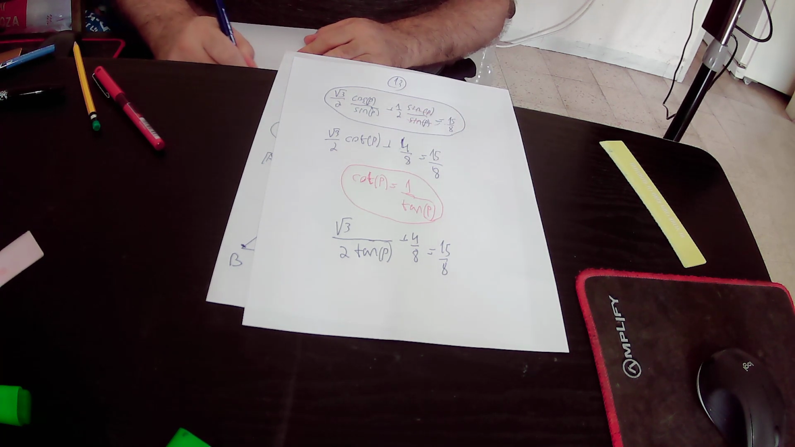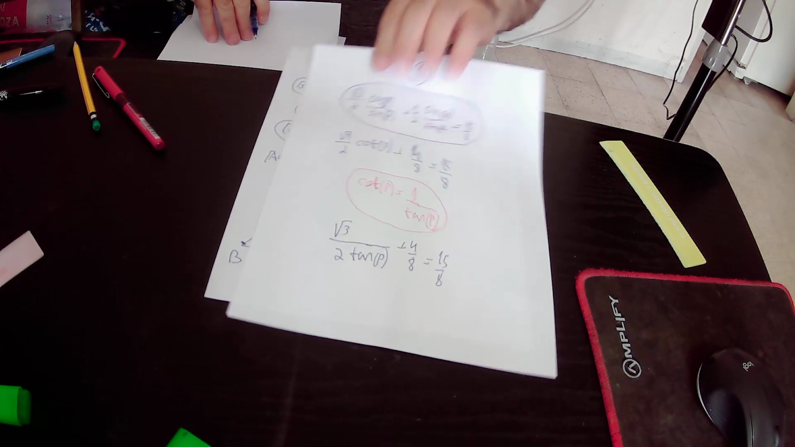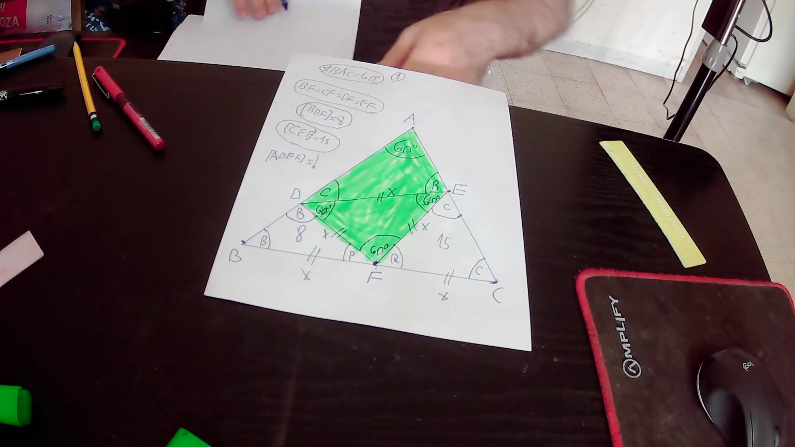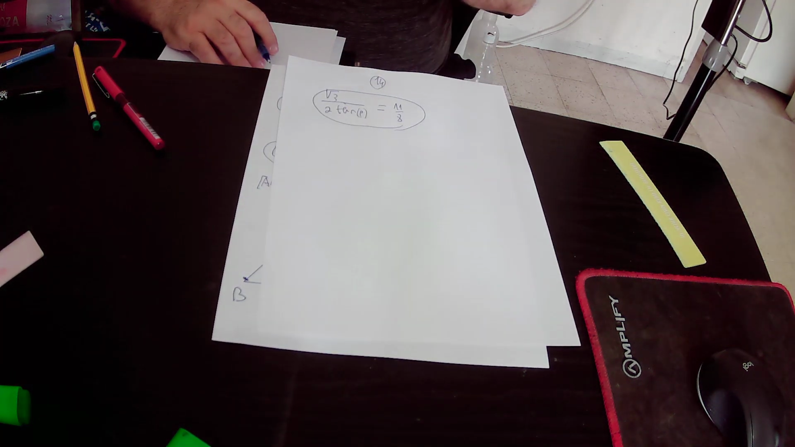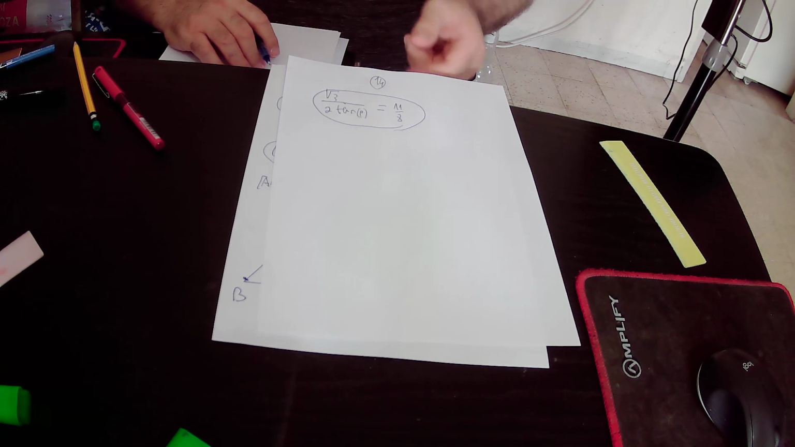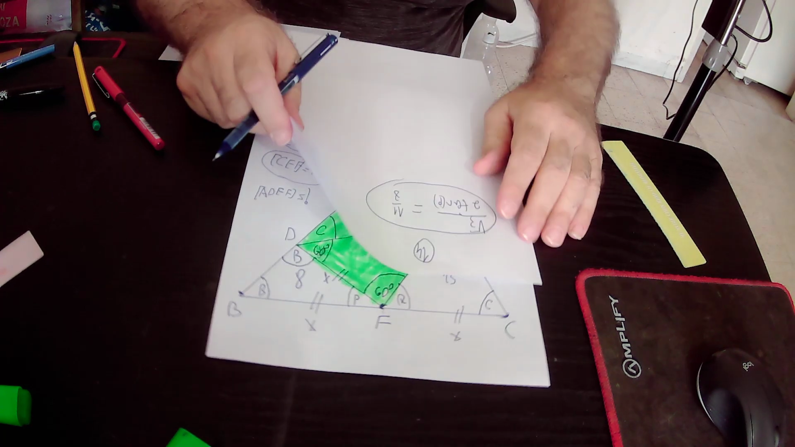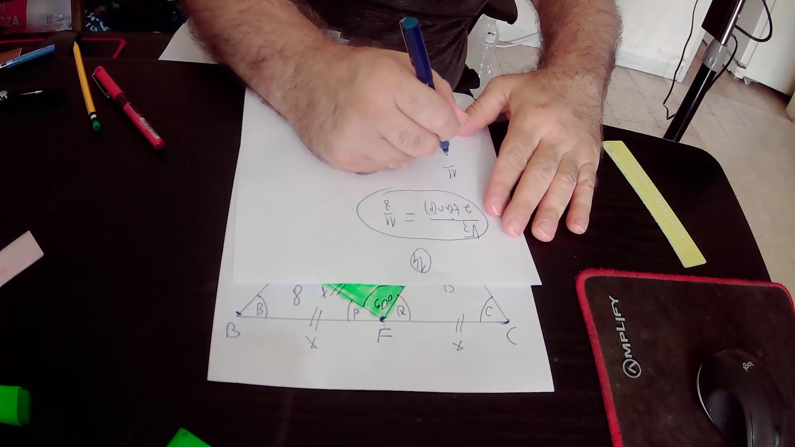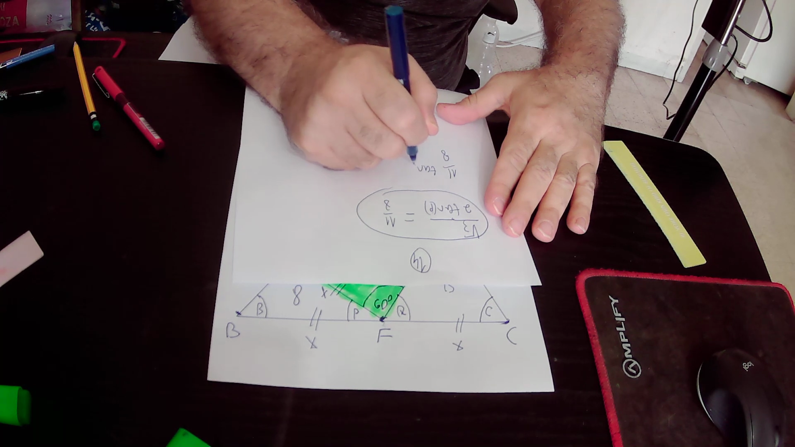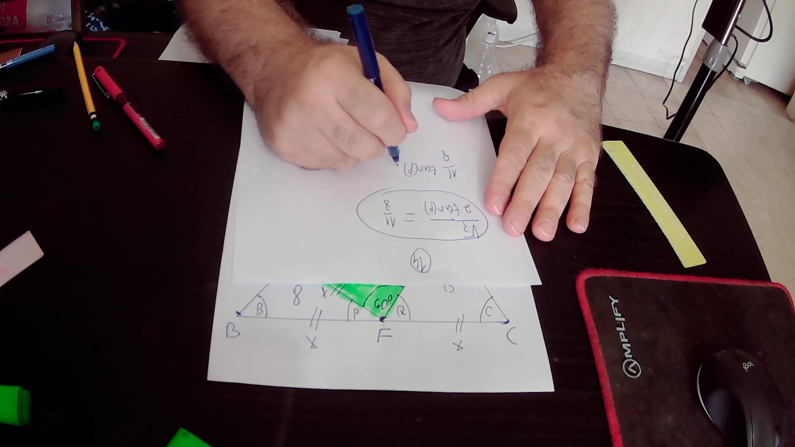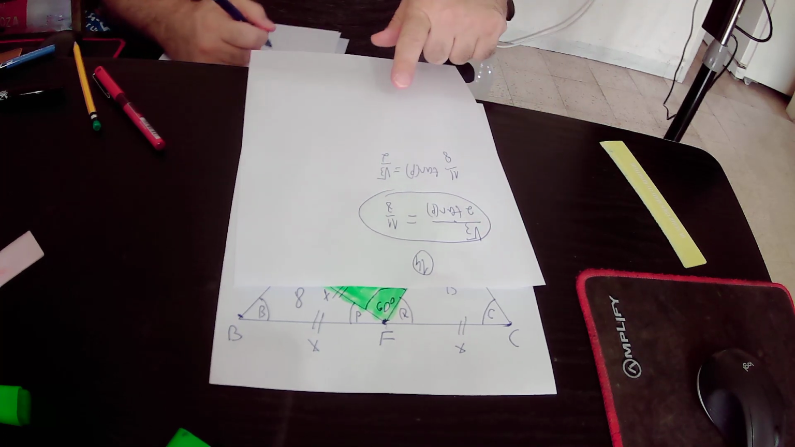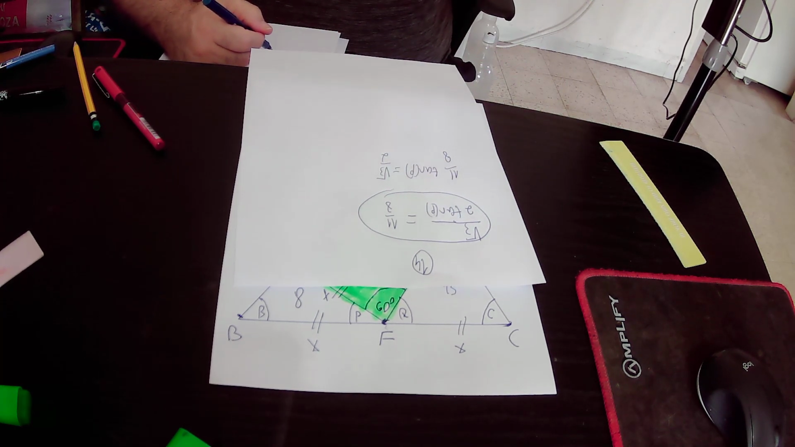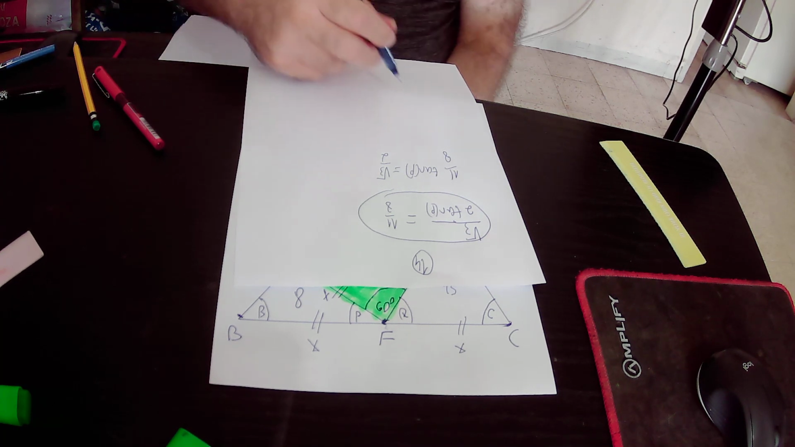So in total we got that root 3 over 2 times tangent P equals 11 over 8. Here we will multiply this equality by tangent P. We will get that 11 over 8 times tangent P equals root 3 over 2. Here we will multiply this equality by 8, and then we will divide it by 11 in order to get the value of tangent P.